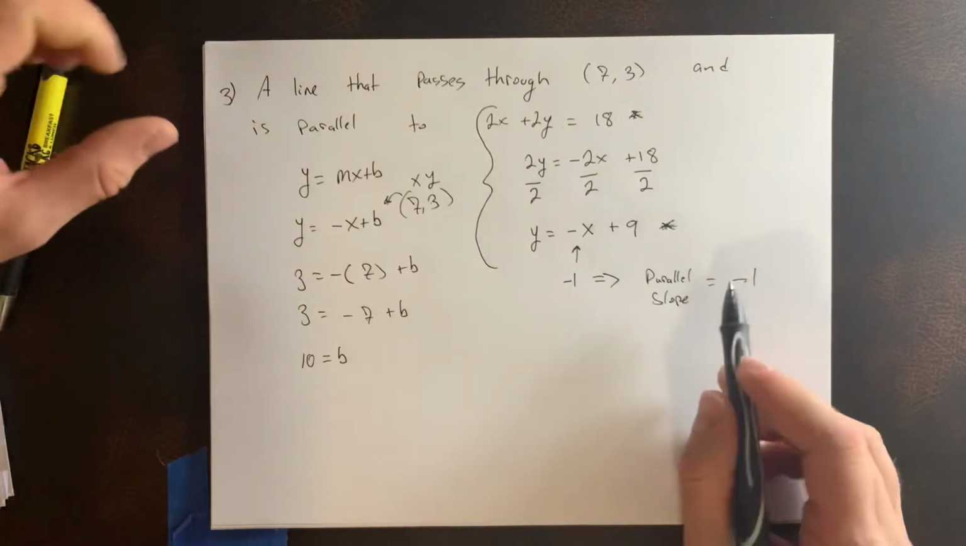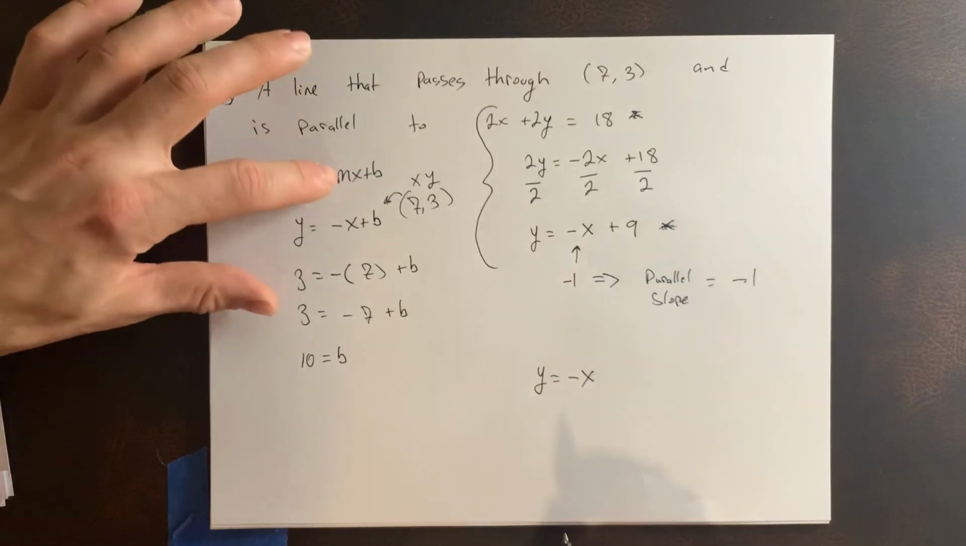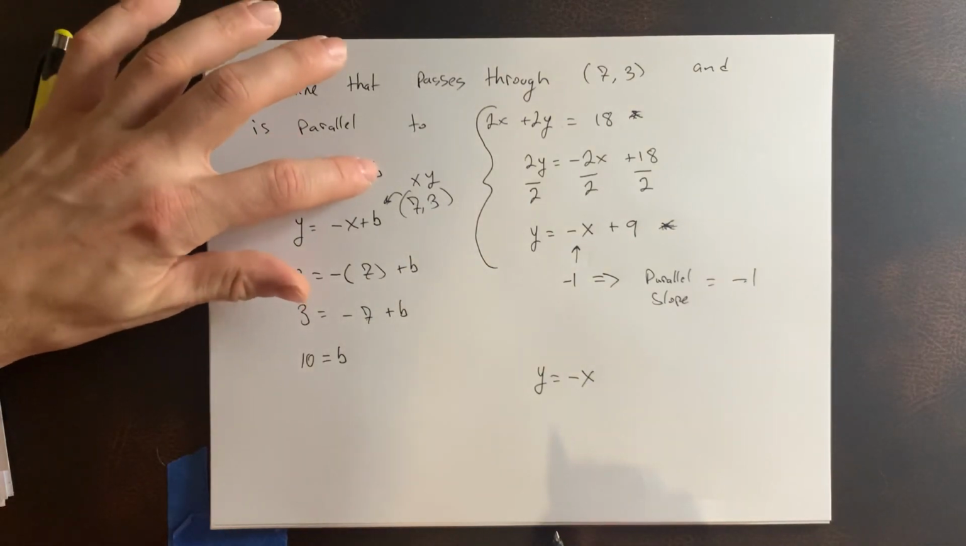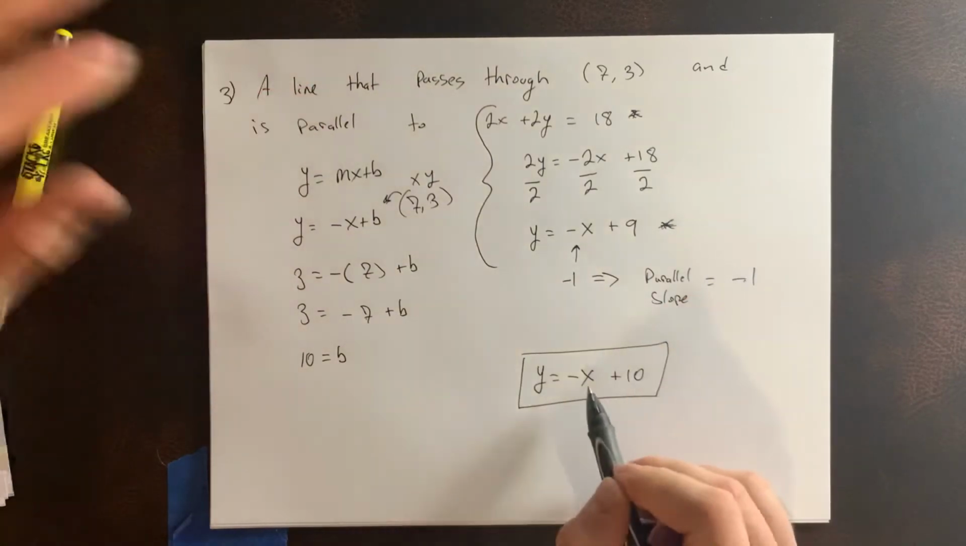So now we know our m is minus 1. So again, just y equals minus x, because we're plugging a minus 1 in for m. And our b is positive 10, so plus 10. And so this would be the equation for this line.